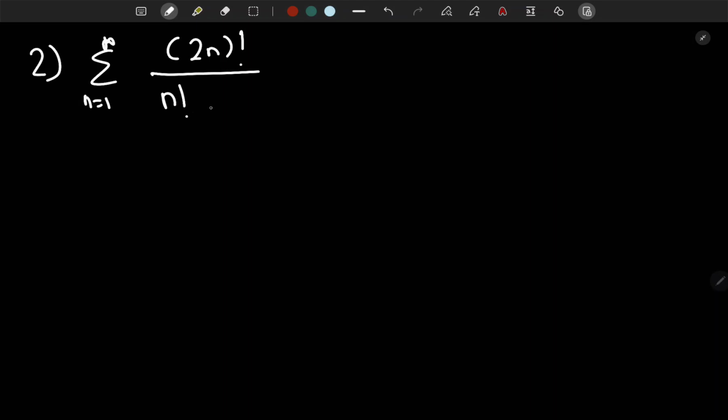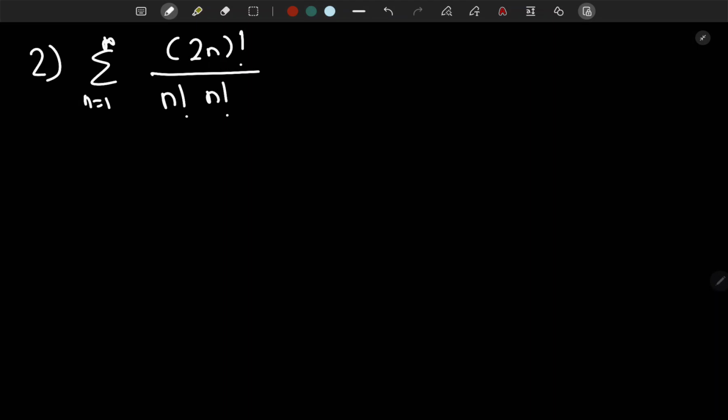So one thing to keep in mind is ratio test comes in handy when you're dealing with factorials. And I'll just show you in this next question, question 2. We have series of n equal to 1 all the way to infinity, and we have in the numerator 2n factorial over n factorial multiplied by n factorial.